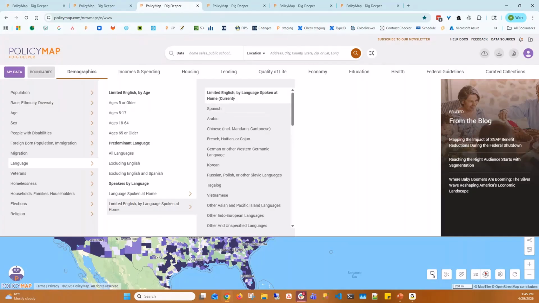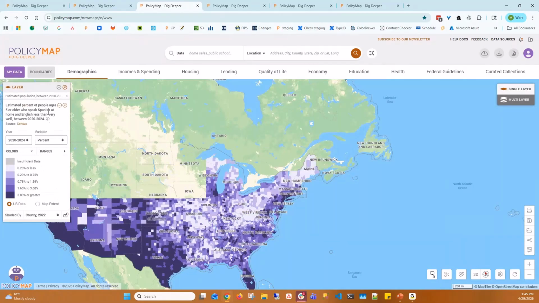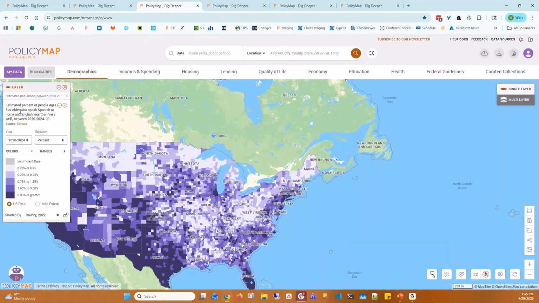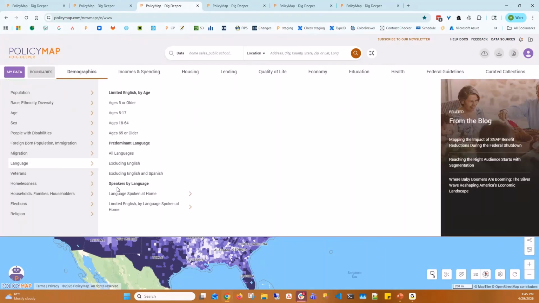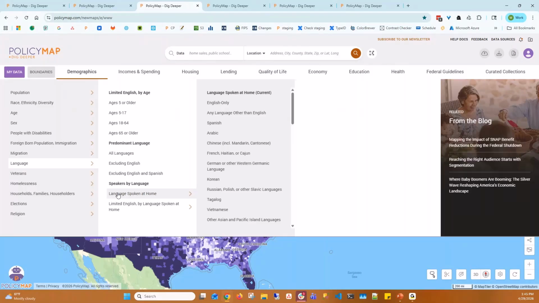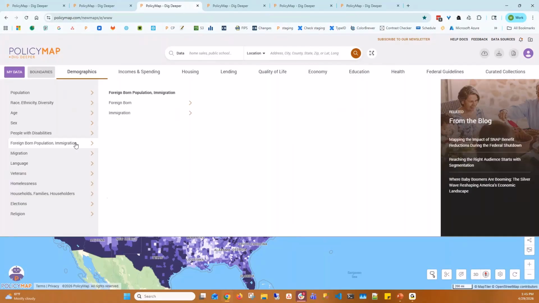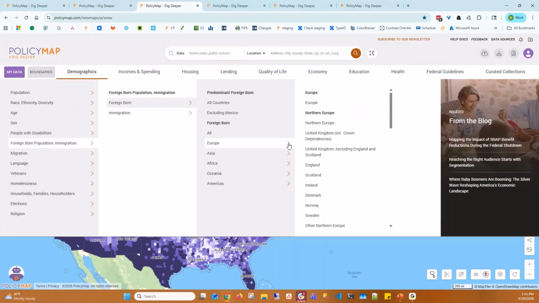And so now we're able to understand people who speak Spanish at home less than very well. So there is a distinction the census makes between just a language spoken at home versus a language spoken at home where English is not spoken very well. And I think that can start to help us understand a little bit about that, as well as the foreign-born and immigrant populations. So the foreign-born is exactly as it says, populations that were not born in the United States. And so then you can start understanding first generation.